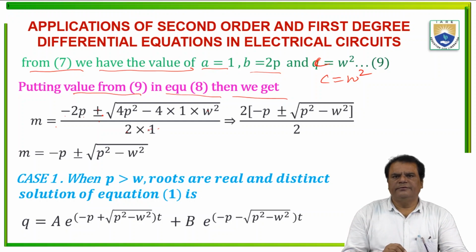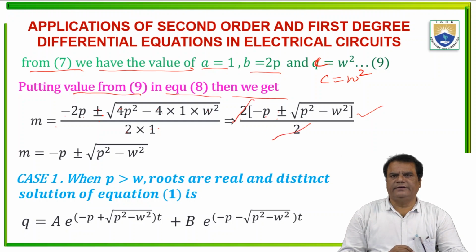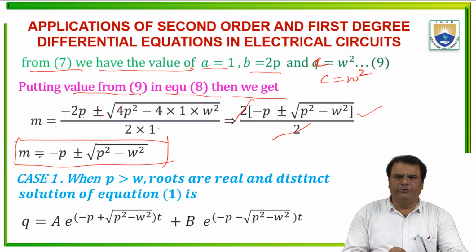A is 1, so 2a becomes 2. And here 4 is taken common from under the root. Taking 4 common from under the root means we get 2 outside the root. So 2 is common here: minus p plus minus under root p square minus w square upon 2. So 2 is cancelled here, and we find M equal to minus p plus minus under root p square minus w square.